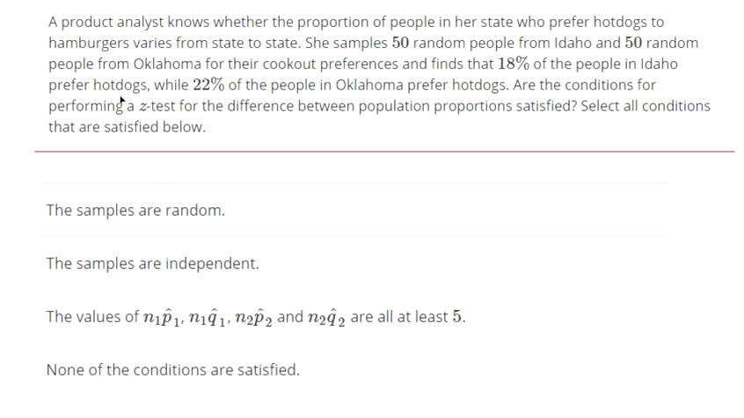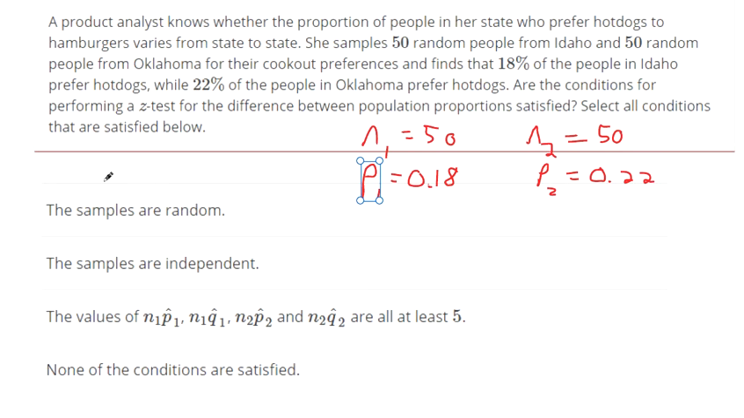So, a similar example here. A product analyst wants to know whether the proportion of people in her state who prefer hot dogs and hamburgers varies from state to state. 50 people from Idaho, so I'm going to write N1 equals 50. And 50 people from Oklahoma, so N2 equals 50. That's our other sample size. 18% of the people in Idaho prefer hot dogs, so P1 is 0.18. And then for Oklahoma, P2 equals 0.22. Are the conditions met?